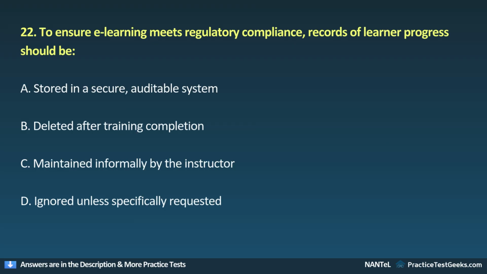22. To ensure e-learning meets regulatory compliance, records of learner progress should be A. Stored in a secure, auditable system. B. Deleted after training completion. C. Maintained informally by the instructor. D. Ignored unless specifically requested.